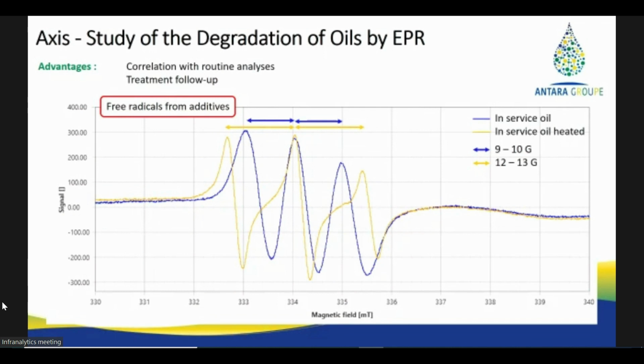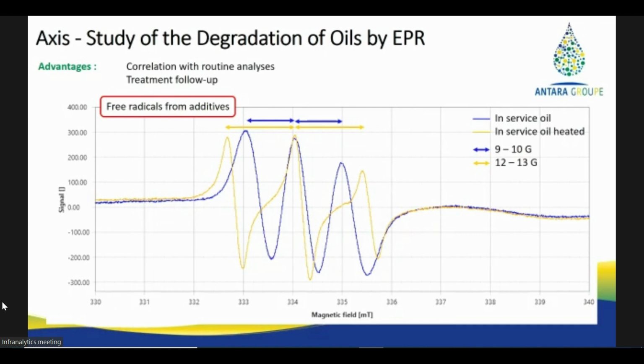The advantage of this technique is that you can correlate it with the routine analysis we do every day in the lab. As I said, we monitor the oil degradation with different techniques, and the EPR helps us to understand what we can't understand with the other techniques. So this is really nice.